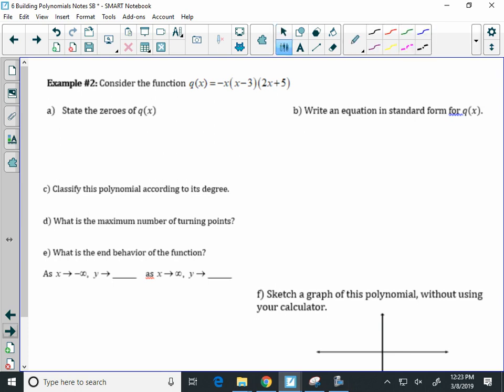What would be the zeros? From the -x, what root do I get? 0, right? If I set -x equal to 0 and solved that equation, I would just get an x-intercept of 0. What root do I get from x minus 3? X equals +3. And what about the root from 2x plus 5? -5. Okay, I'm going to write it as a fraction, -5/2, which is -2.5. Either one is fine.